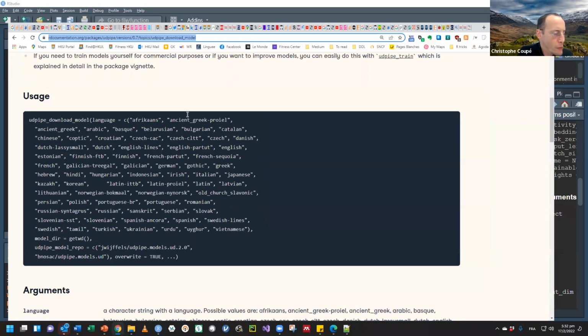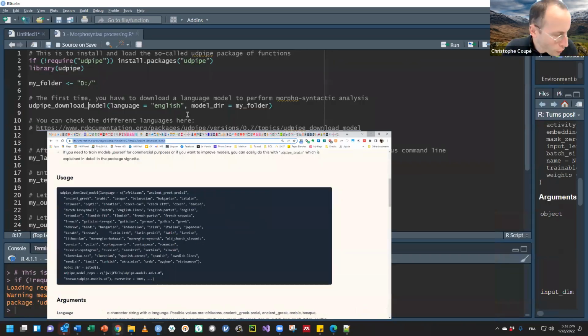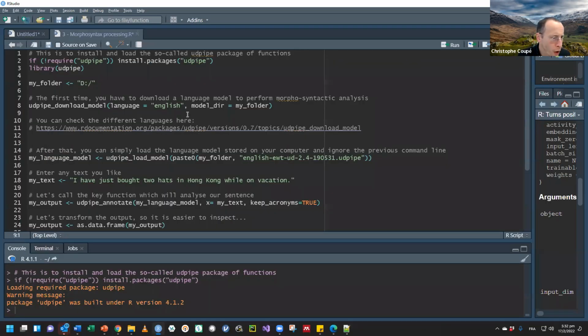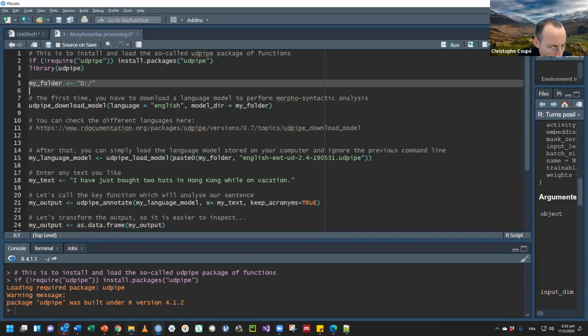So the first time you need to download it, and there is a function which is called UDpipe download model. You provide the name of the language, and you tell where you want to store the model. You give the folder. So in my case, I want to put it in D. Why not? You put it wherever you want on your computer. So let me go there with you.